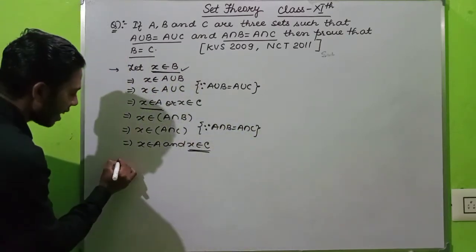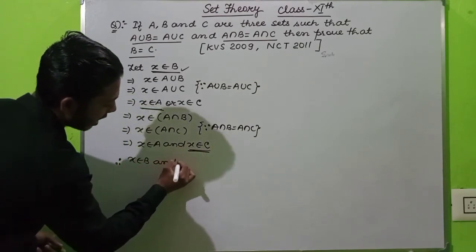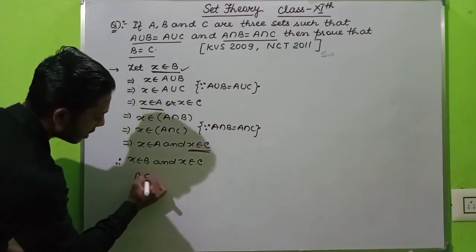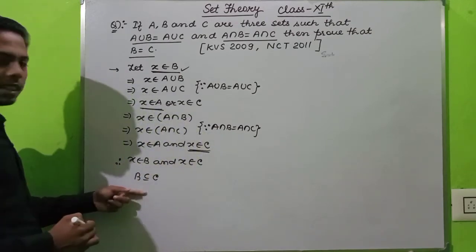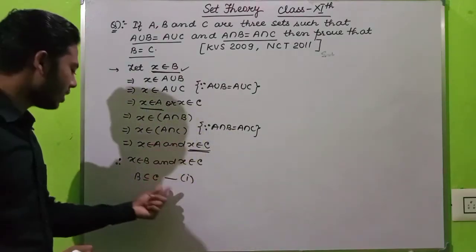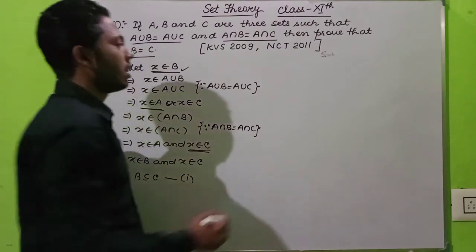So we can say that X belongs to B and X belongs to set C. So we can say that B is a subset of C. Now if we show that C is a subset of B, then we can say B is equal to C.